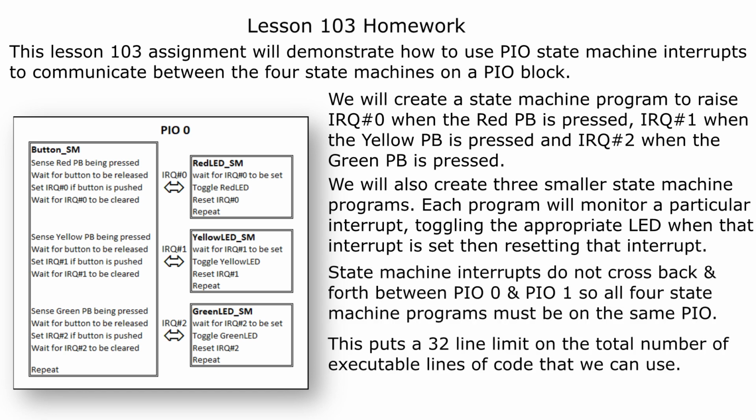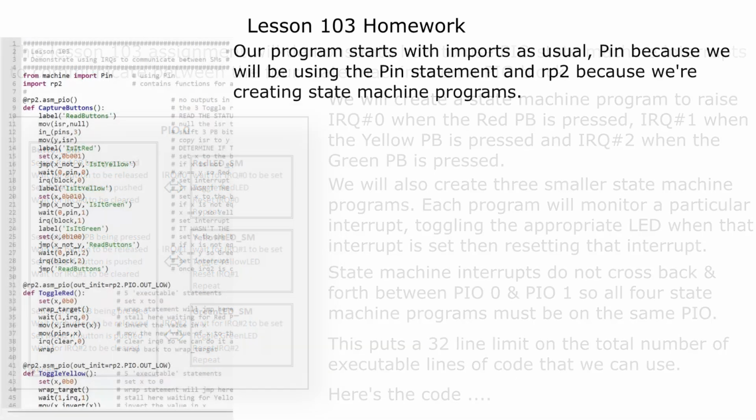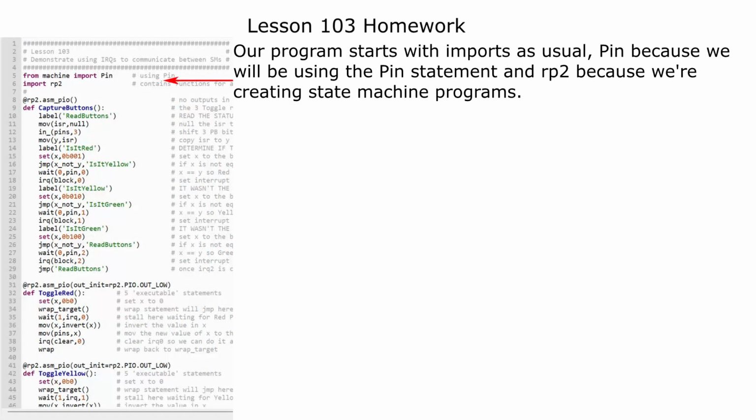State machine interrupts do not cross back and forth between PIO 0 and PIO 1, so all four state machine programs must be on the same PIO. This puts a 32-line limit on the total number of executable lines of code that we can use. Here's the code. Our program starts with imports as usual: Pin, because we'll be using the Pin statement, and RP2, because we're creating state machine programs.